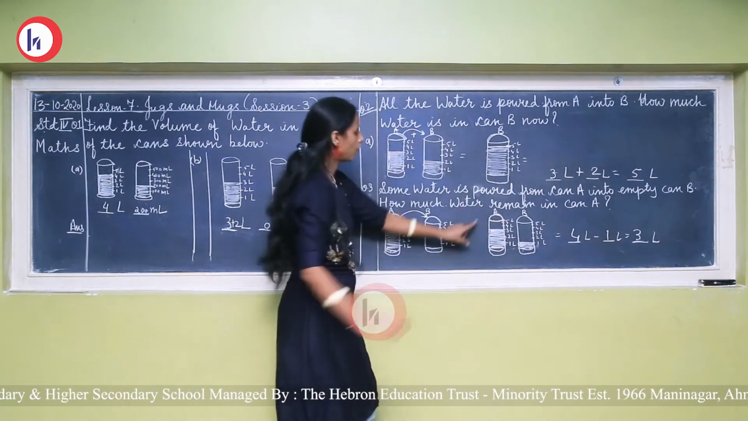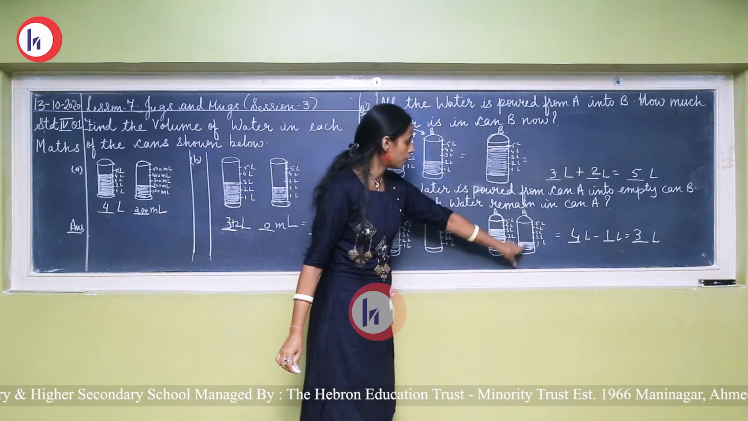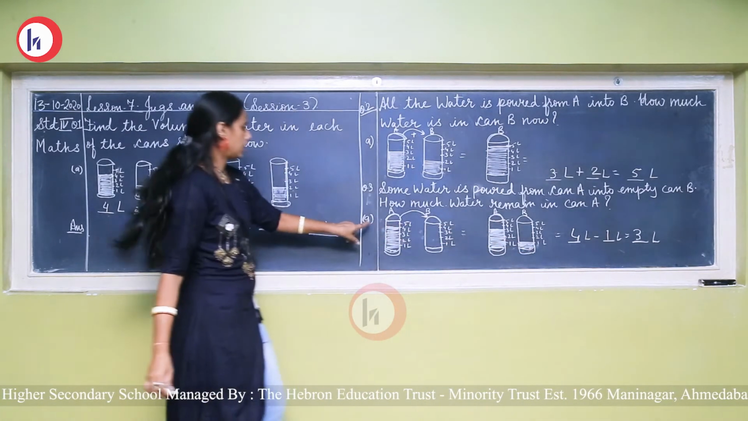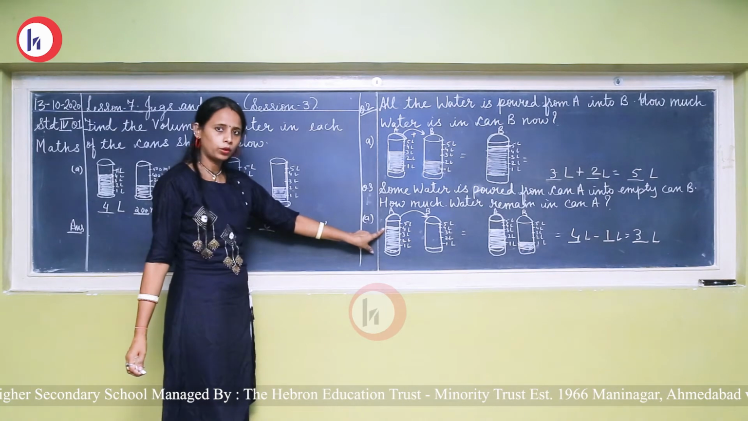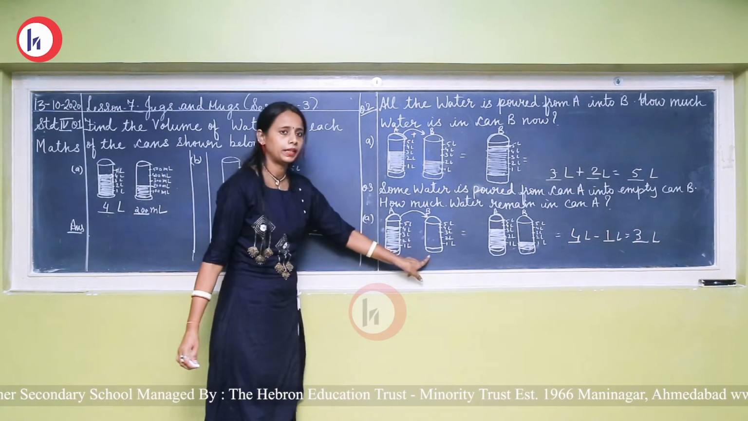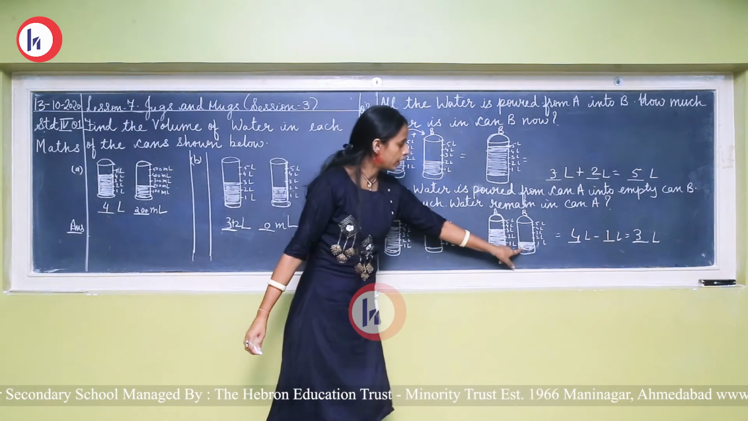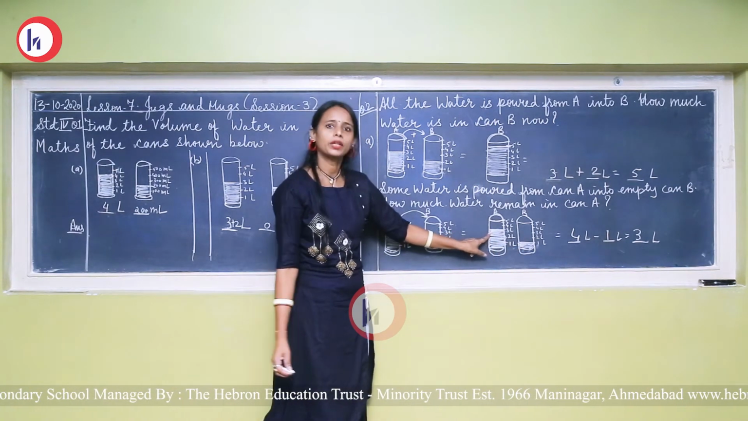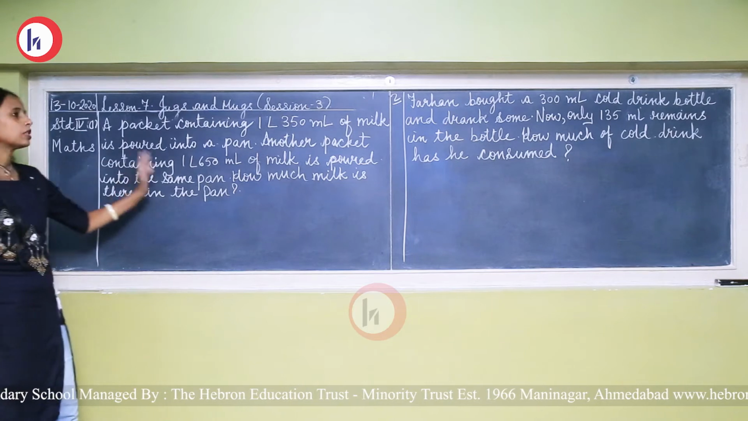Now, how much water in can A? 3. And how much water in can B? 1. So 3 plus 1, 4 liter. See, it is already 4 liter there and here empty. So when we put 1 liter, तो यहाँ पे 1 liter हो जाएगा and here will be 3 liter. Okay? Okay, now student, we will solve word problems.